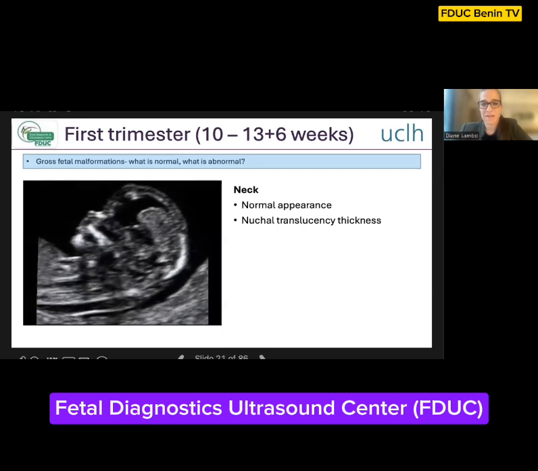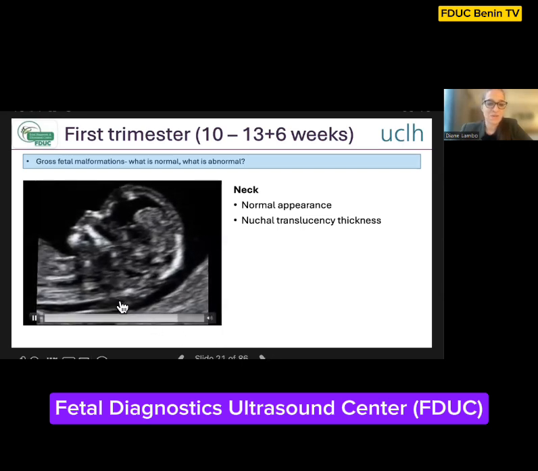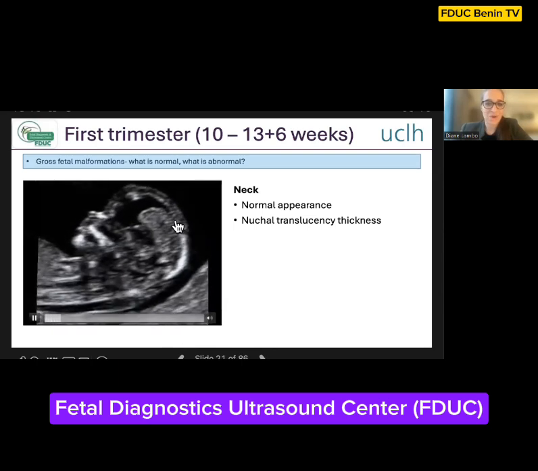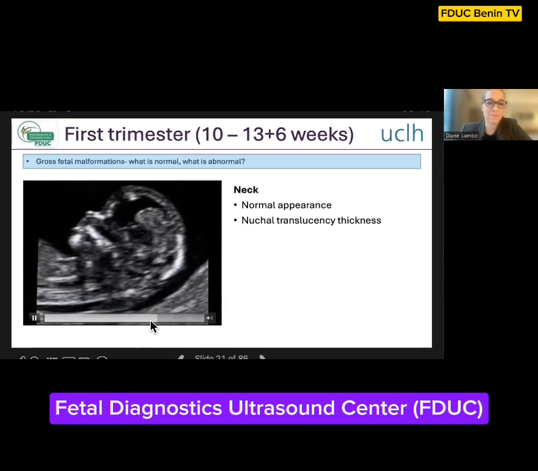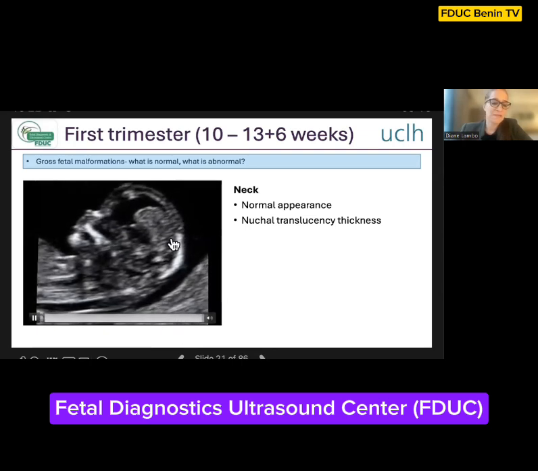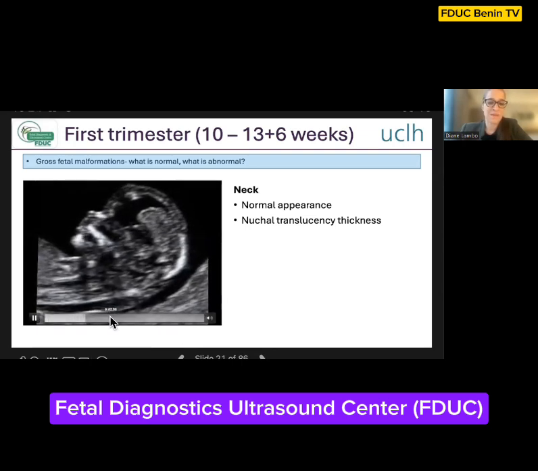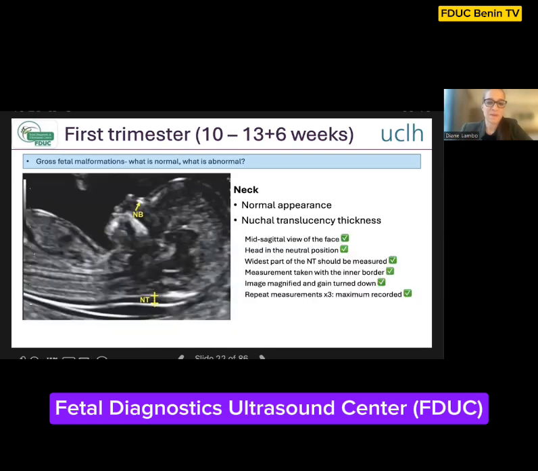So moving down to the neck, and of course, what you're measuring here is your nuchal translucency. And essentially, your nuchal translucency, or your NT, is a sonographic appearance of fluid behind the fetal neck. And this can usually be obtained in a fetus that measures between 45 to 84 millimeters, so before 13 plus 6 weeks.